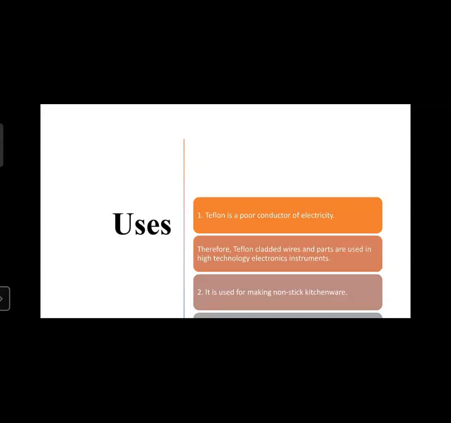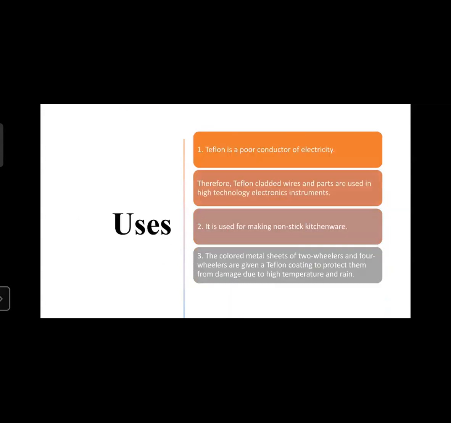Now, uses. First, it is a poor conductor of electricity. Therefore, Teflon cladded wires and parts are used in high technology electronic instruments. It is used for making non-stick kitchenware. The colored metal sheets of two-wheelers and four-wheelers are given a Teflon coating to protect them from damage due to high temperature and rain.